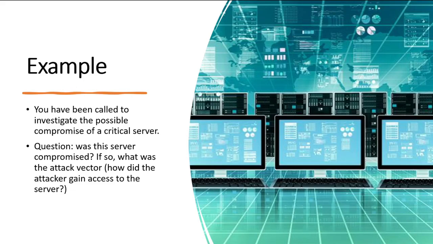So here is an example. Suppose an investigator has been called to investigate the possible compromise of a critical server. The first question that can be defined is: was this server compromised? If so, what was the attack vector? How did the attacker gain access to the server? Was it online or was it physical access?